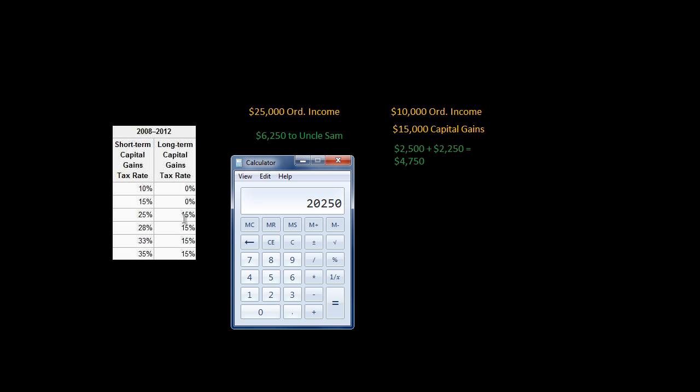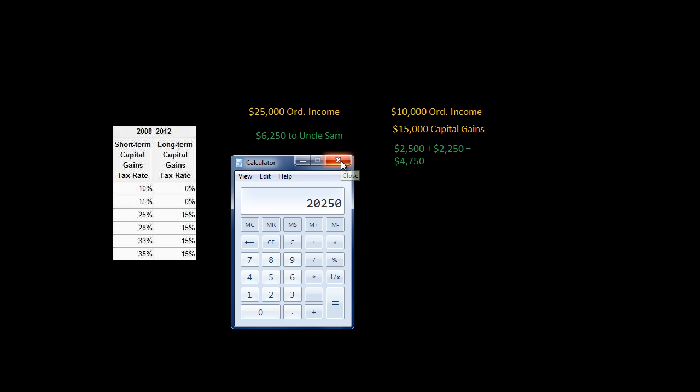Now, we took the least advantageous scenario here with 25% and 15%. Well, I guess the 10%, 0% is also advantageous at about the same level. But keep in mind that let's say this person was in the 15% bracket. They would not pay any taxes on this amount right here. None at all. Or if they were in the 35% bracket, much lower taxes, 20% less taxes on that capital gains amount. So definitely something to consider.